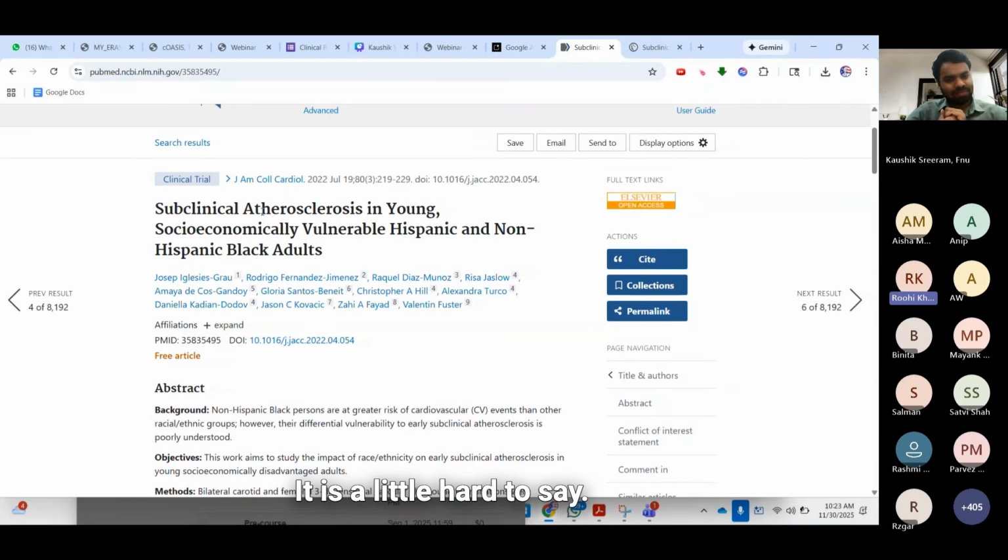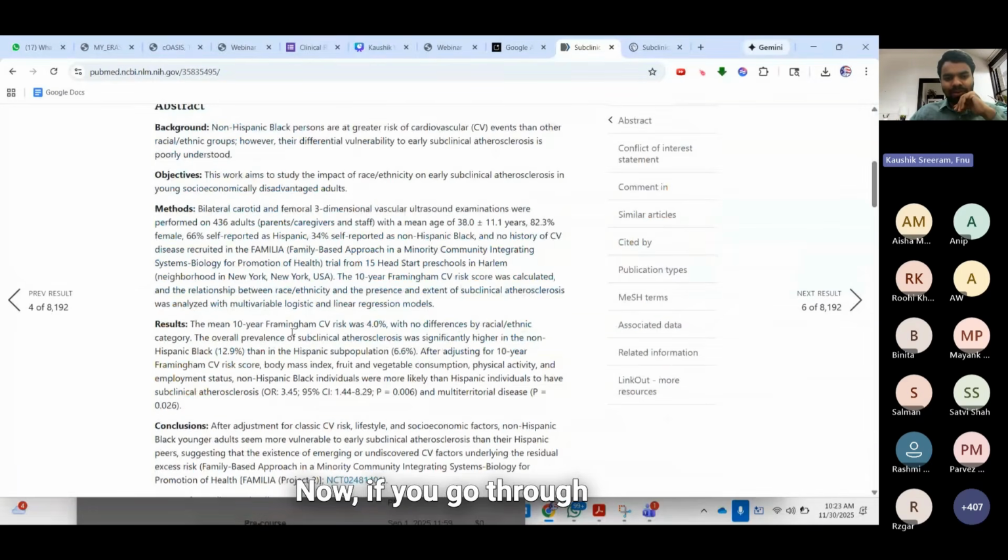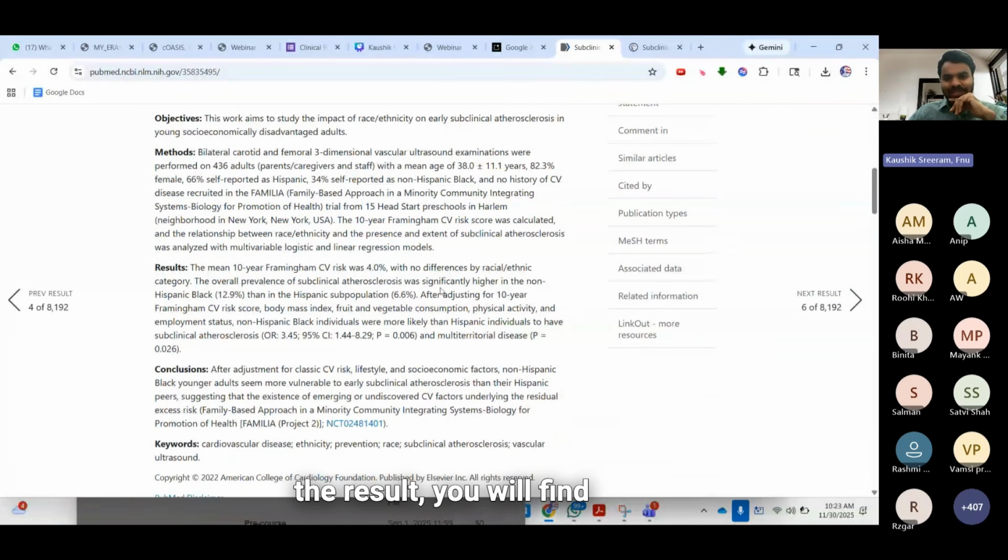Depends on the findings. It is a little hard to say. Yeah, it is hard to say, but if in the result they say that we did not find atherosclerosis in this population, then the study would not make sense. Are we clear on that? Yes. If they say that, it becomes a breakthrough, right? Because you have an understanding of a concept that atherosclerosis in socially weak people or poor economic strata is high because of malnutrition. Exactly, that is your basic understanding. Now, if you go through the result, you will find something similar.